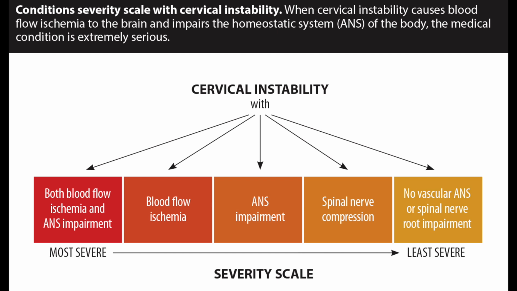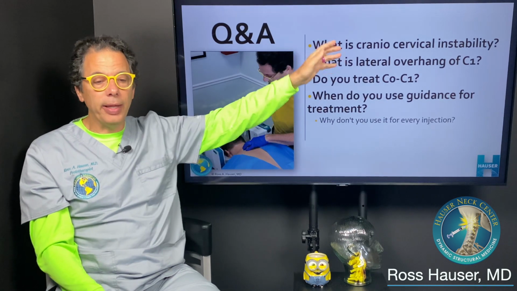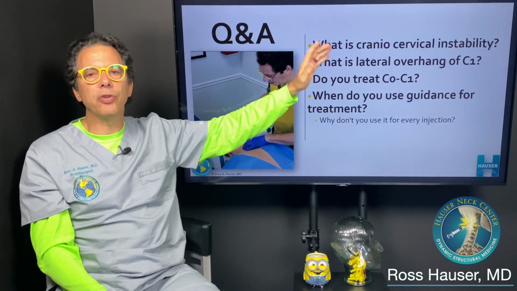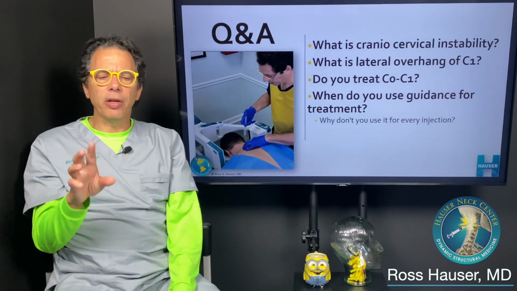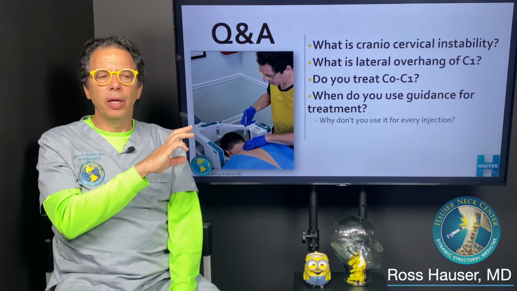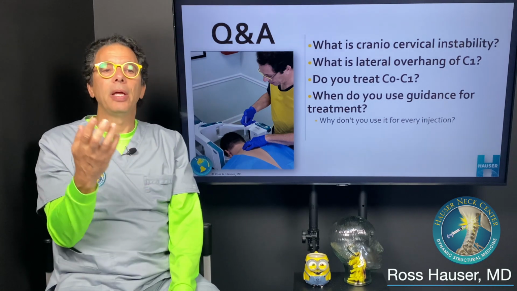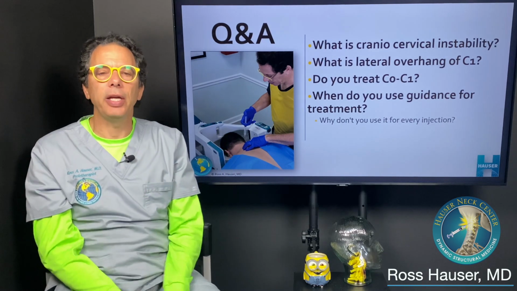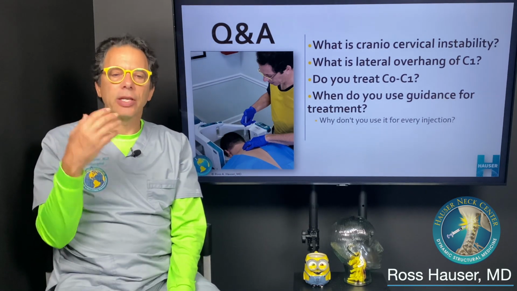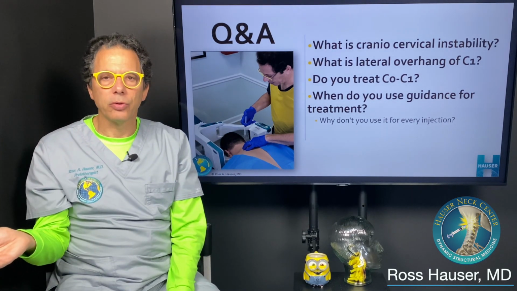Anybody who follows me knows that I believe the main structural cause of human disease is ligamentous injury. It's joint instability. You can get joint instability in any joint, and that means the C0, C1 joint and the C1, C2 joint. So anybody who's an experienced injector over time can learn how to do injections safely without X-ray guidance or ultrasound guidance.